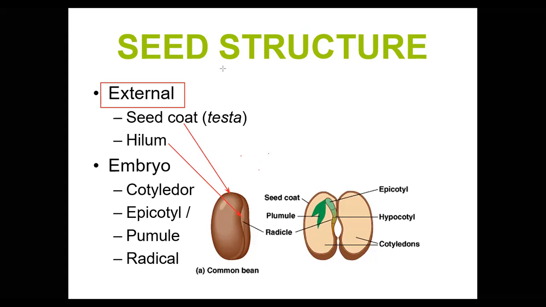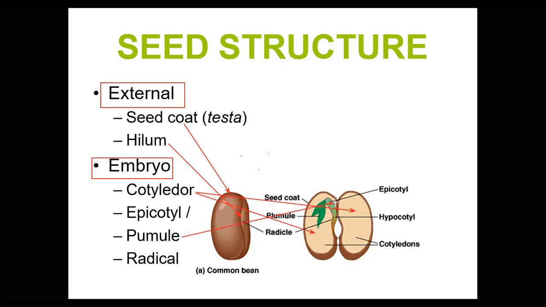Then the other is the internal structure. Internal means the embryo. In the embryo, cotyledon is present. You can see here two cotyledons are shown, one this and another this. The epicotyle means these cotyledons are connected internally, here is the connection in dicotyledonous. That is the epicotyle. And plumule means the leaf-like structure that will develop after germination.